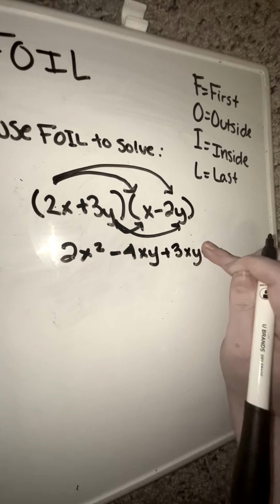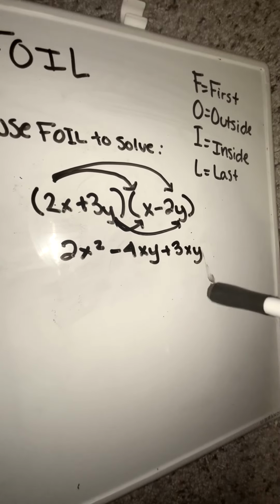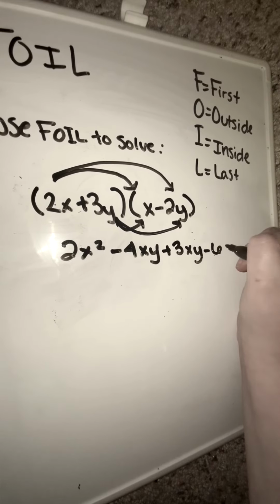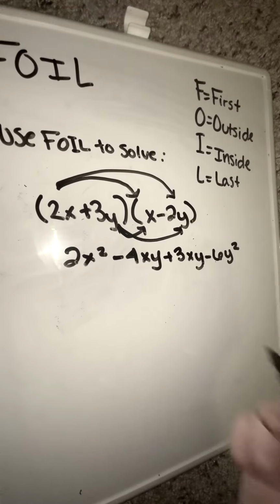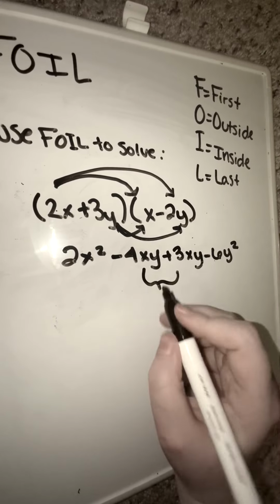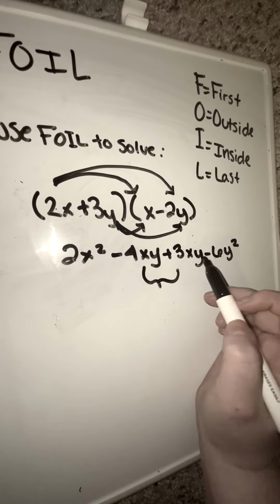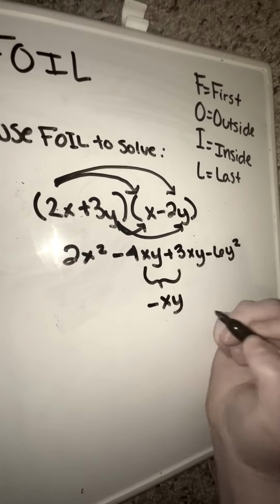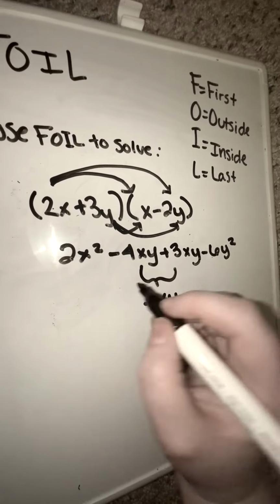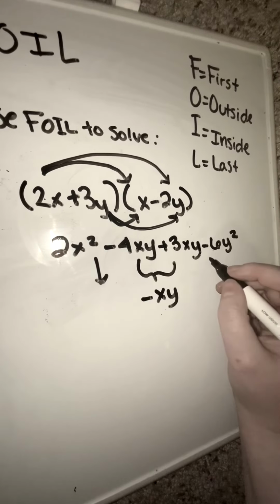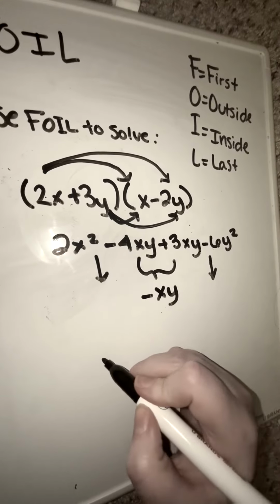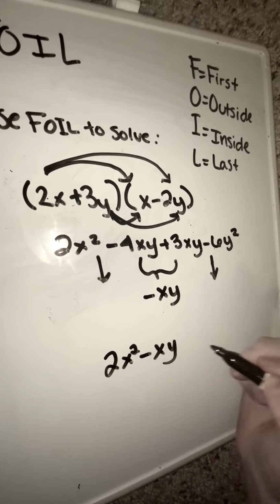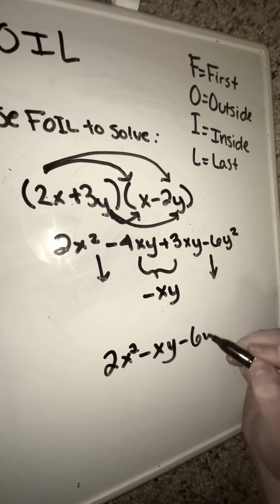which gives us negative 6y squared. Again, combine like terms. Negative 4xy plus 3xy equals just negative 1xy, which you can write as just negative xy. Bring the rest of the equation down. 2x squared minus xy minus 6y squared.